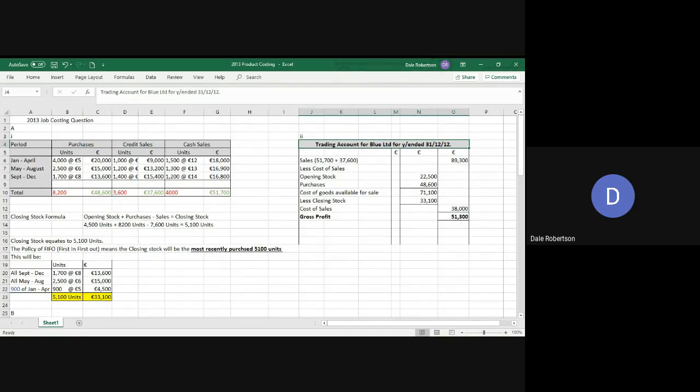You have part A, which is stock valuation for a company called Blue Limited. Part B, which is product costing for a company called Grace Limited. And part C is looking at under or over absorption for a company called Hake Manufacturing Limited.